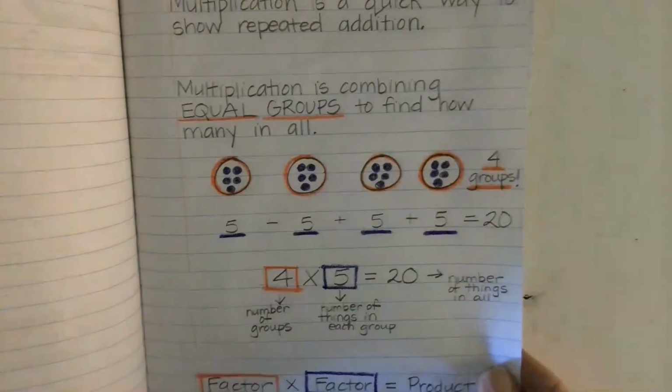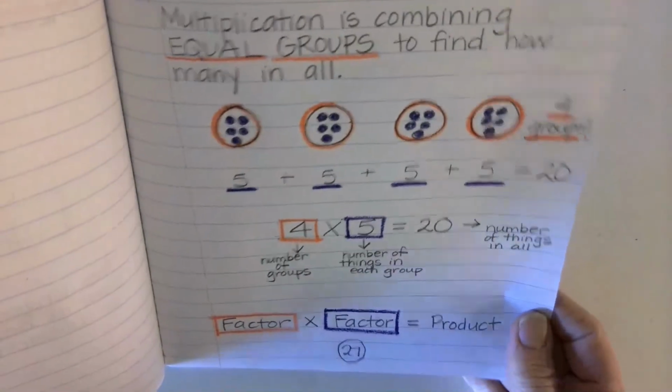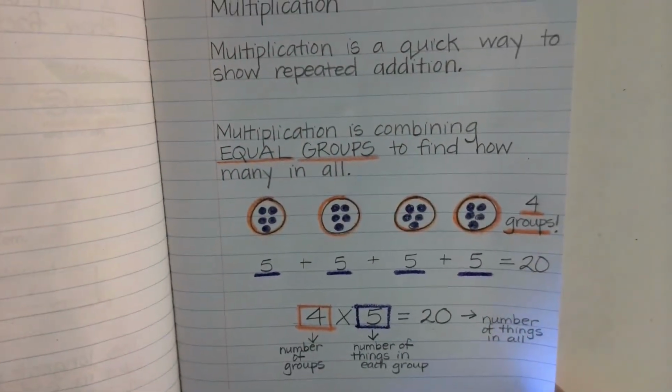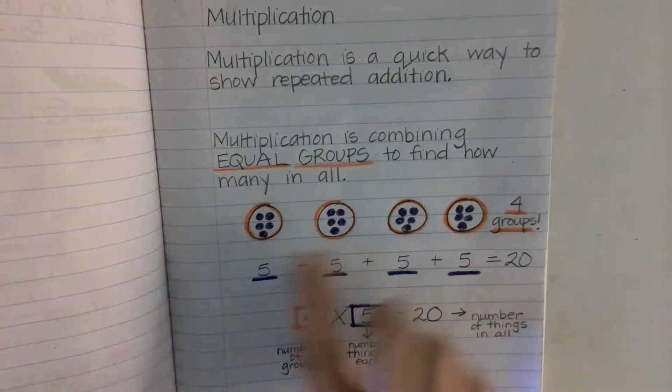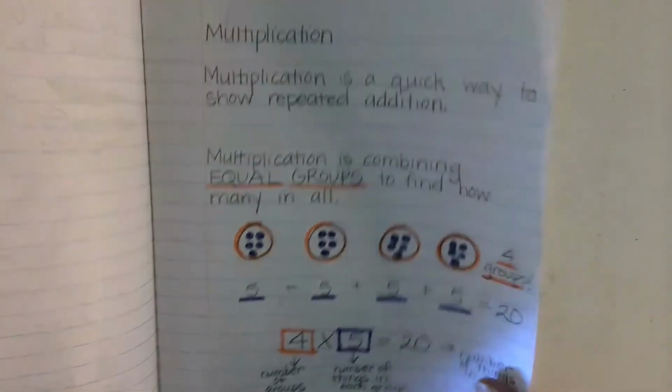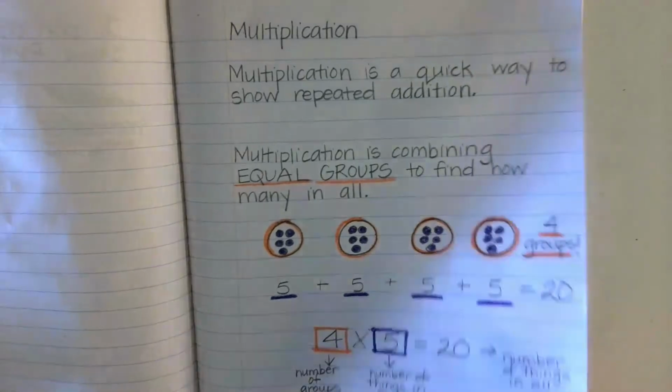Boys and girls. Today we're going to be working in our math journal, and we're going to be talking about arrays. Page 27 was all about multiplication, and here we showed multiplication with equal groups. But today we're going to talk about arrays. So an array is when we have objects arranged into equal rows and columns.